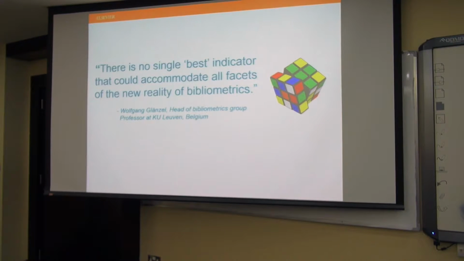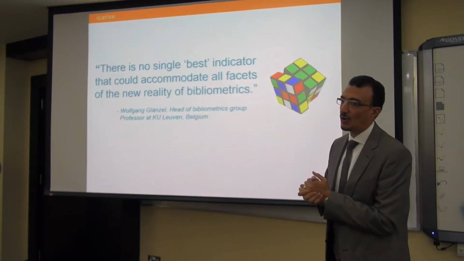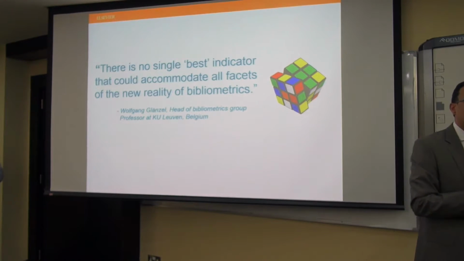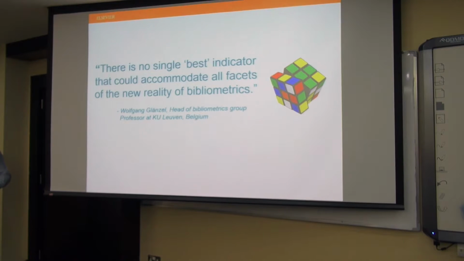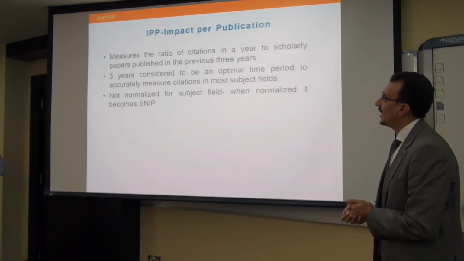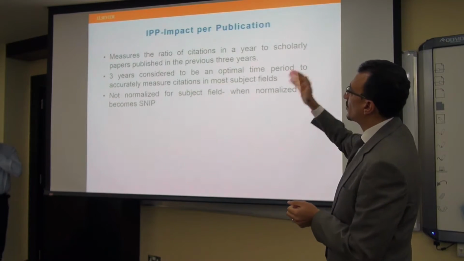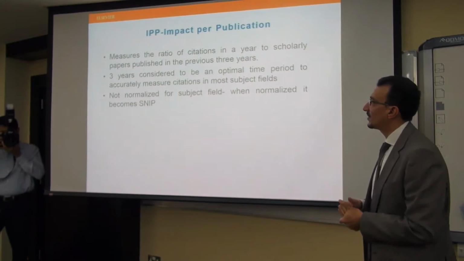Before going to that, there's a very important thing: we should not depend on one metric to evaluate a journal. We should use more than one metric to evaluate a journal. That's a very important thing. And the first one we need to talk about is IPP, the impact per publication, which measures the ratio of citations in a year to scholarly output published in the previous 3 years.